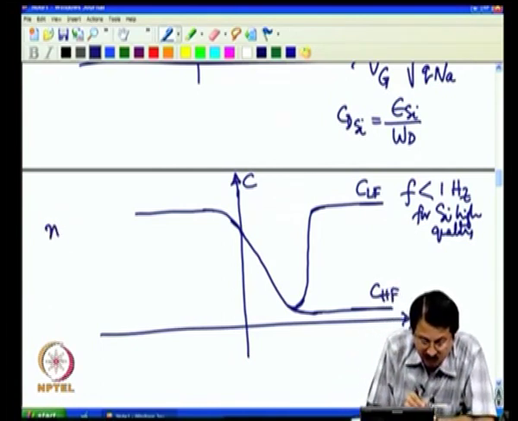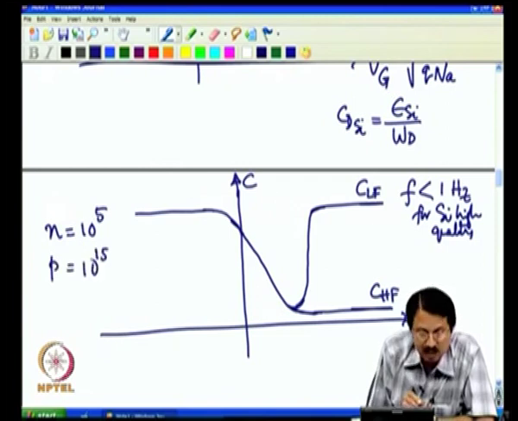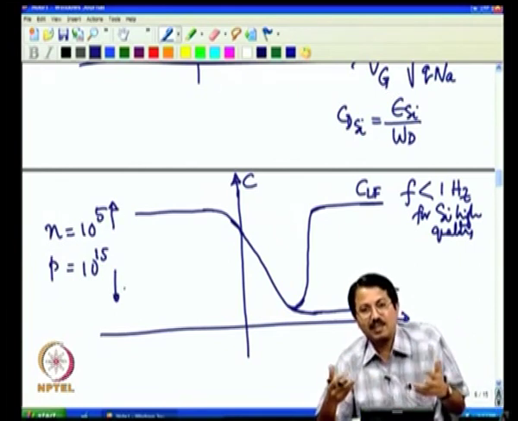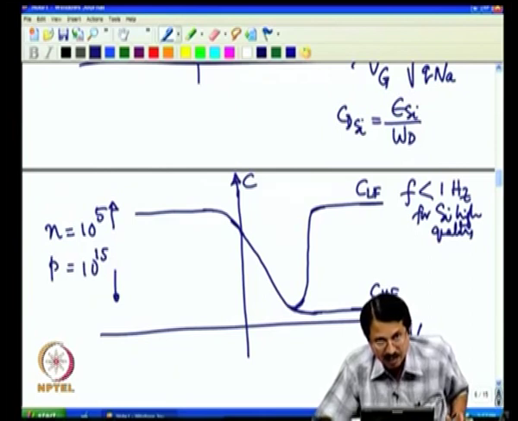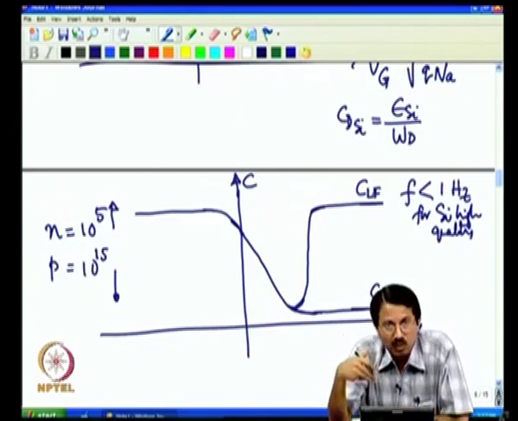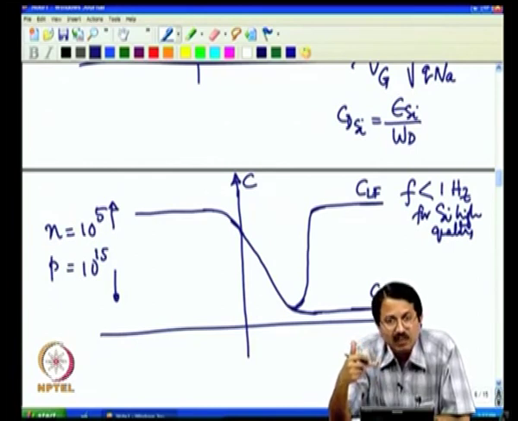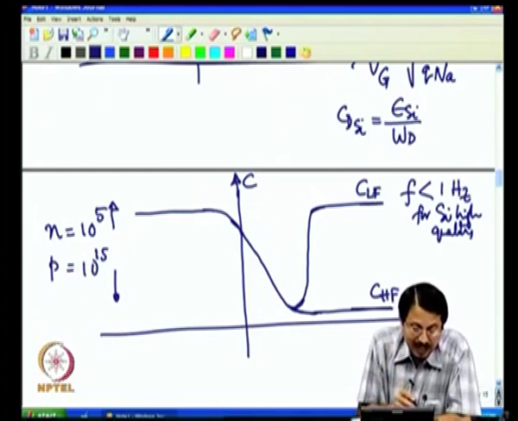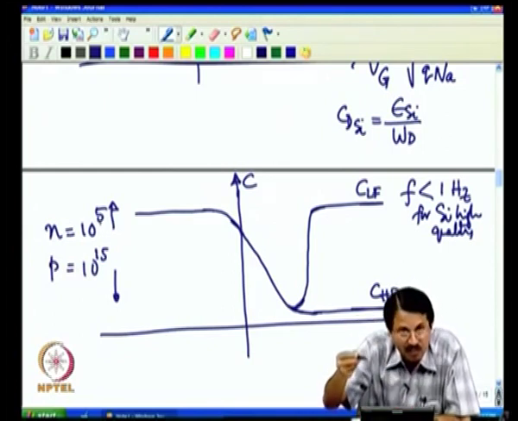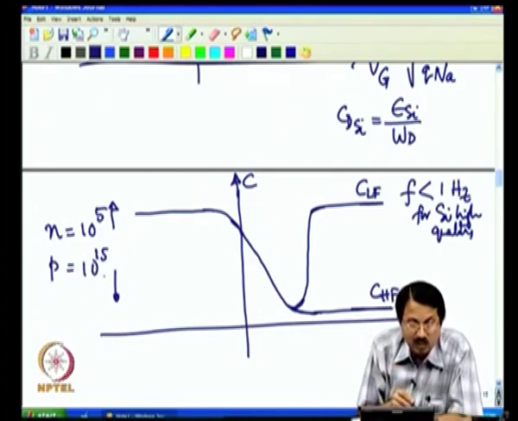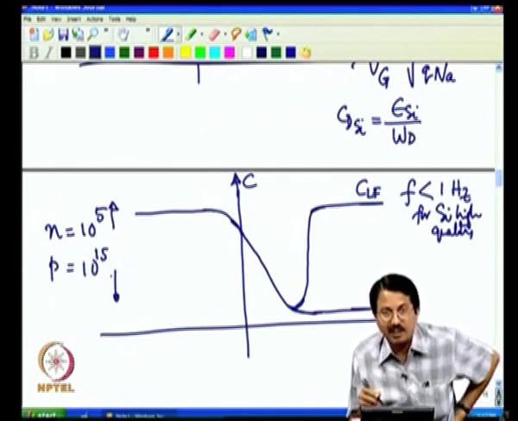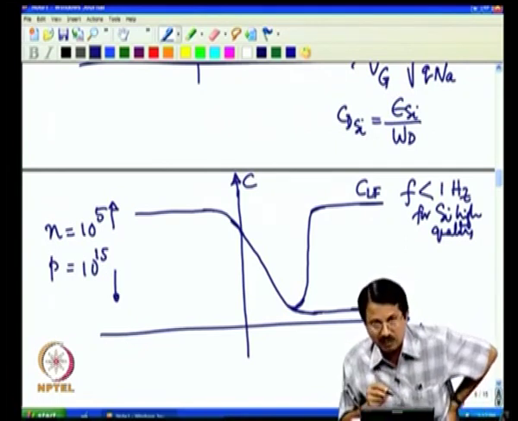Remember, my electron concentration to begin with was 10 power 5, hole concentration to begin with was 10 power 15. As you know, this starts increasing, this starts decreasing, somewhere in between they meet. That is the intrinsic condition. Beyond that, my electrons are more than holes. So, that is the point which is called weak inversion. From that point onwards, until my electron concentration goes to 10 power 15, which is equal to the hole concentration that I began with, that is what is called strong inversion.